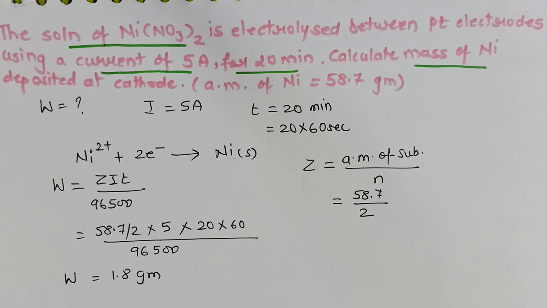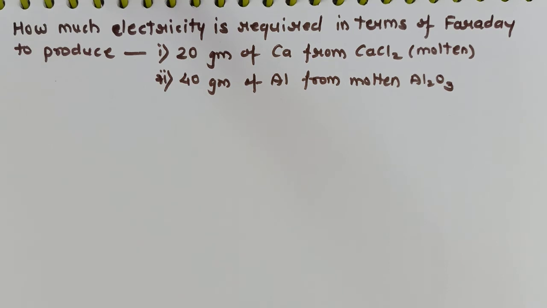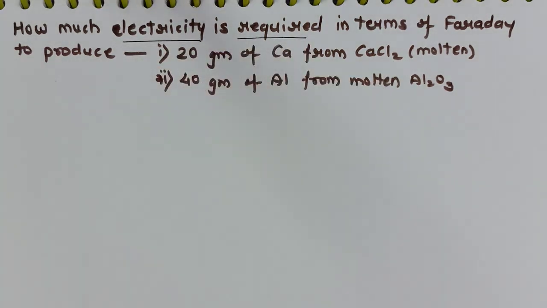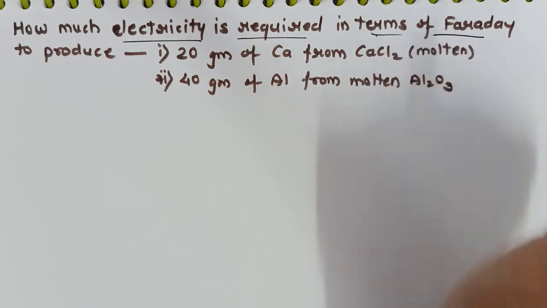So the answer for this numerical will be 1.8 gram of nickel will be deposited under given conditions. For solving the next numerical, the concept of Faraday is required. We want to know how much electricity is required in terms of Faraday.